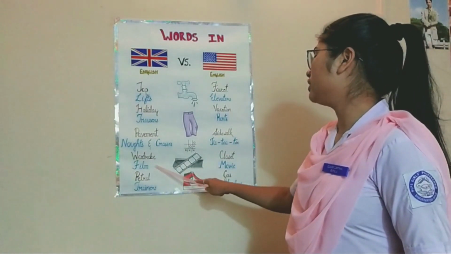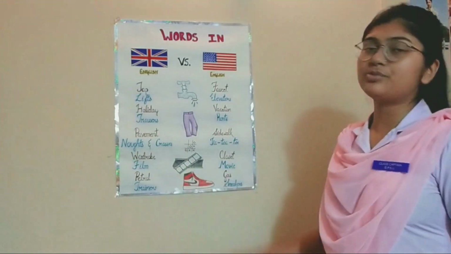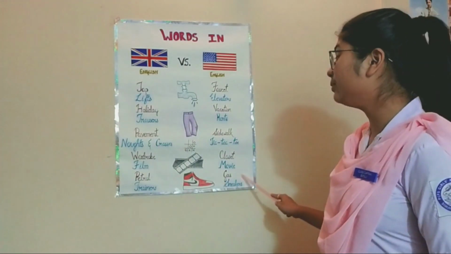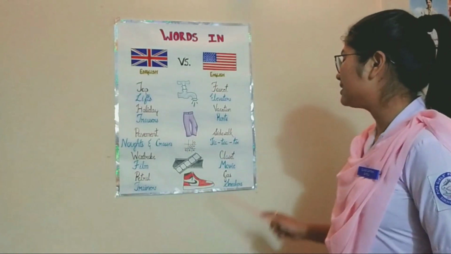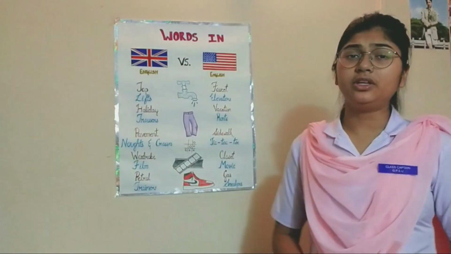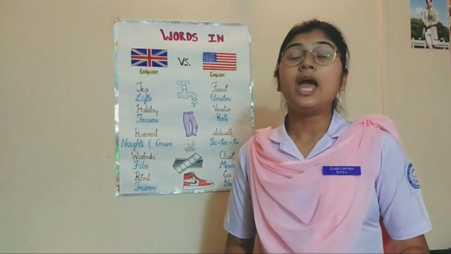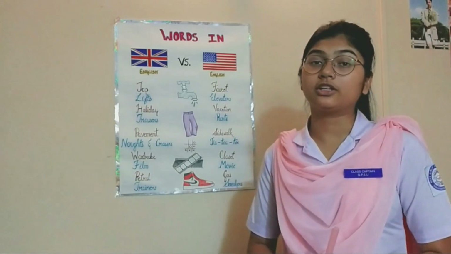Film in British English is known as movie in American English. Petrol in British English is known as gas in American English. Trainers in British English are known as sneakers in American English. Adding to the few examples given here, there are many other words, like an optician in British English is known as an eye doctor in American English.